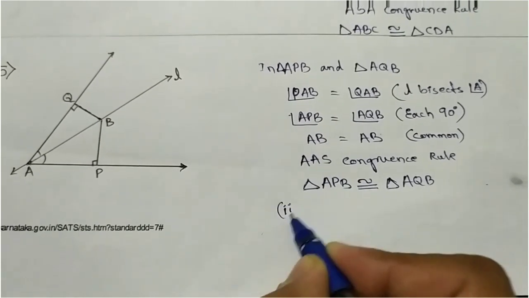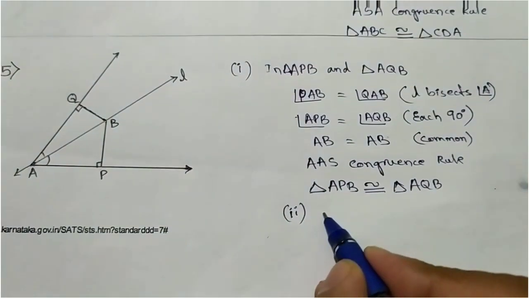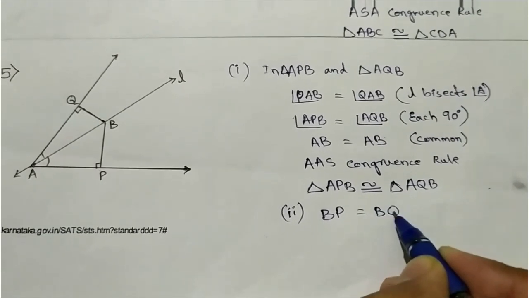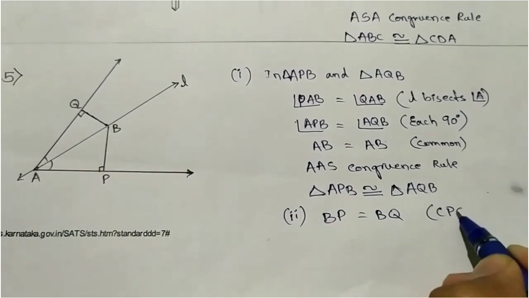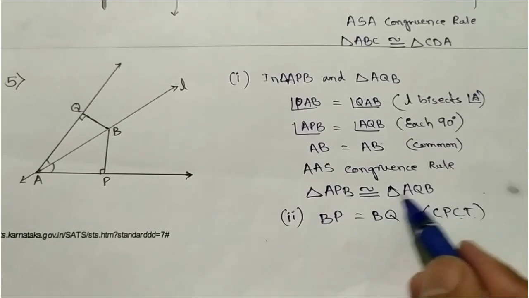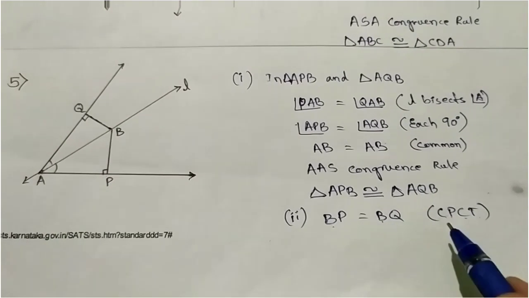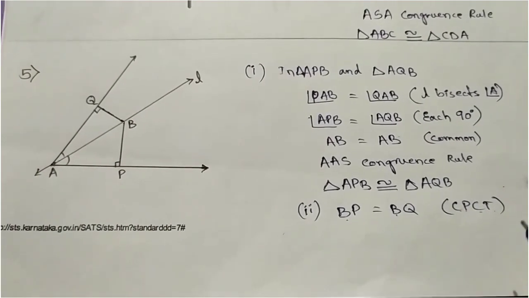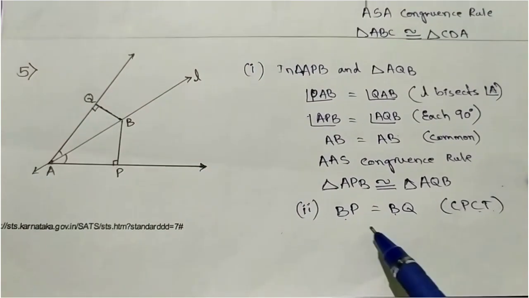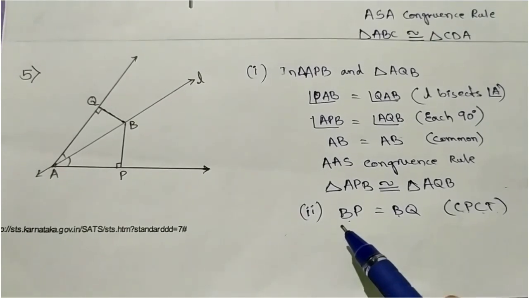Now the second one, what is given? We have to show that BP equal to BQ. So it is obviously equal by CPCT, corresponding parts of congruent triangles. If these two triangles are congruent, then their parts will be equal, those are BP equal to BQ. Okay, so this much you have to write. And the 6th, 7th and 8th are for your practice, up to the 5th I solved. Okay, so for the semester exam also you will get up to the 5th only.